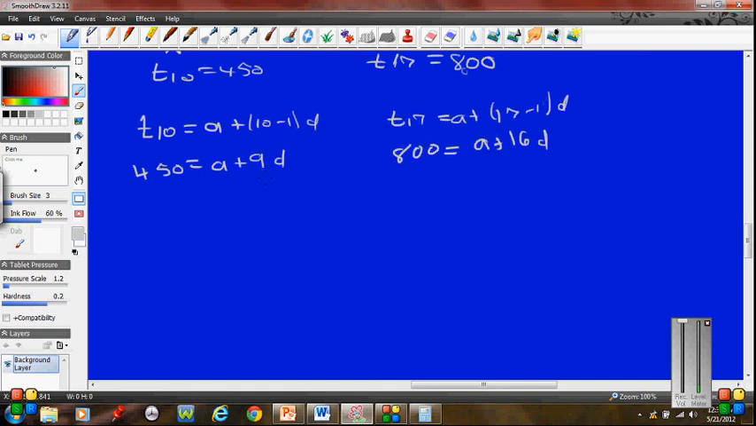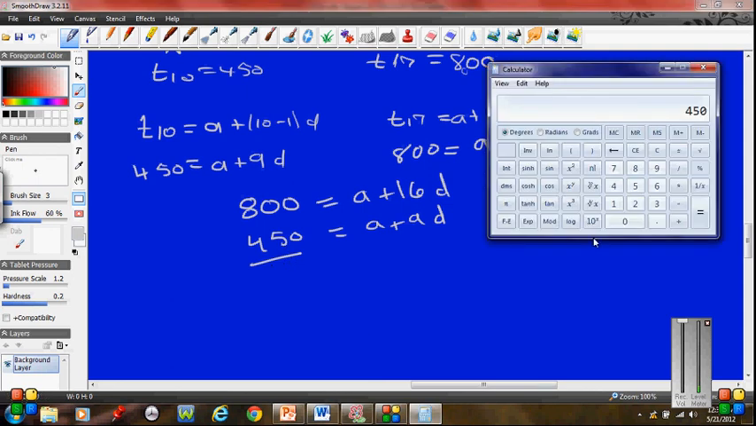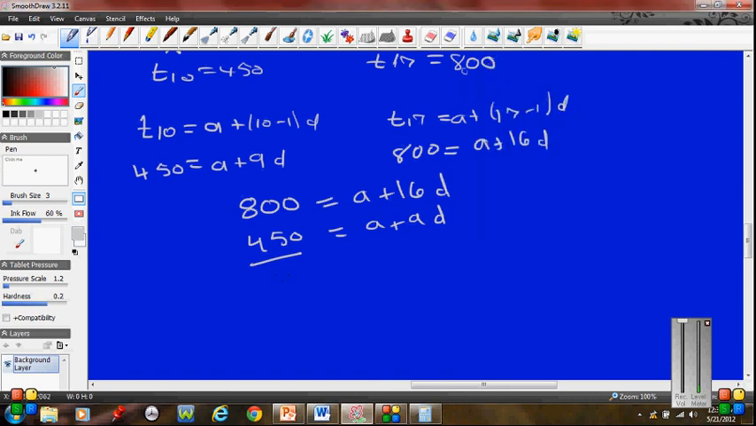So if you do that, you'll get, let's just write it in this way. It makes it much easier to do. 800 is equal to A plus 16D. So we'll subtract from this 450 is equal to A plus 9D. Alright, so now what we know is that 800 minus 450 is going to be, use our handy dandy calculator over here, 800 minus 450 gives us 350.